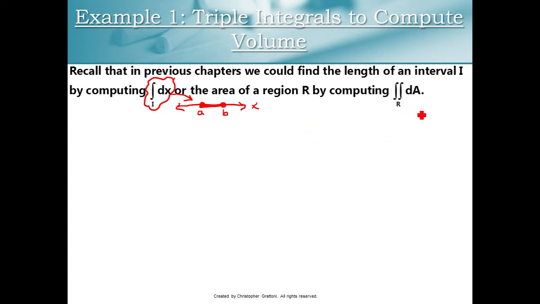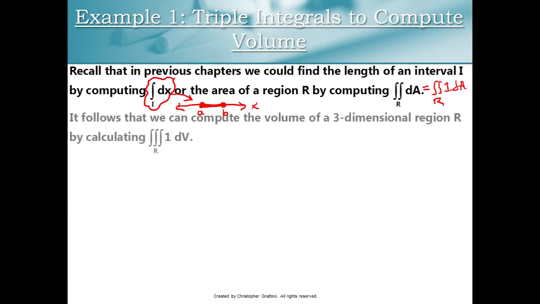It would be kind of pointless, and I realize it's just b minus a, but you could do the single integral over the interval with respect to x, and that would give you the length of this interval, b minus a. We did the same trick with double integrals. If we wanted to find the area of a region, we realized we could do the double integral of 1 dA over our region, and that gave you the area of the region. Well, guess what? It kind of just continues with that pattern. So if we wanted to find the volume of a region, we could do the triple integral of 1 dV over our three-dimensional region R.